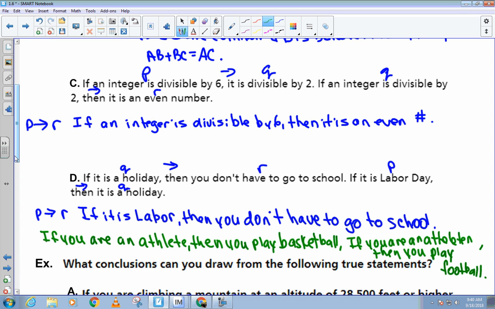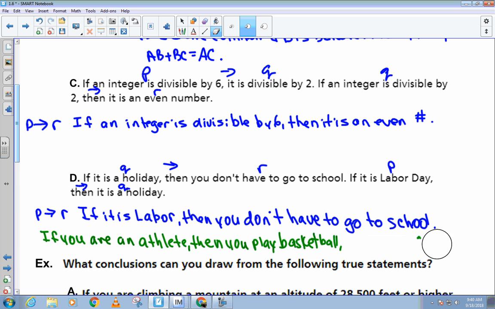Does it follow the law of detachment or the law of syllogism? No. It repeats the hypothesis, but it marries it up with two different conclusions, right? So there would be no logical conclusion there. And that would be your answer: no logical conclusion.